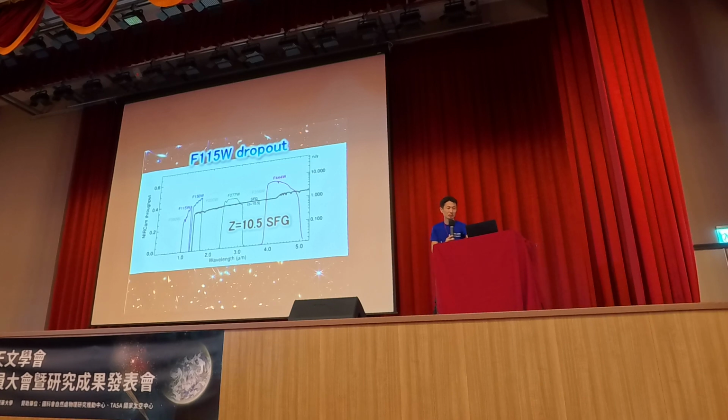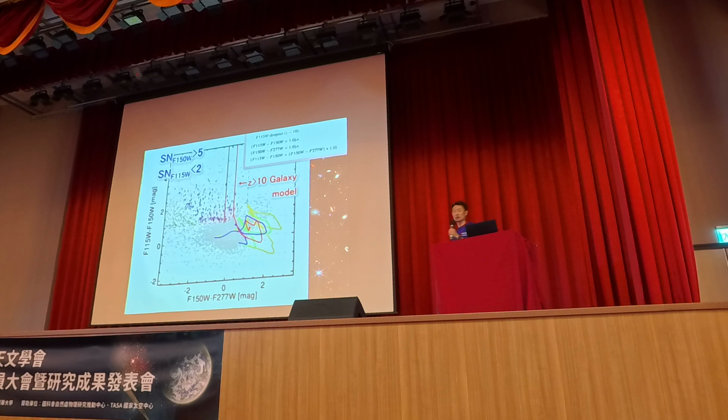To be more specific, Seong Jin is doing this. He required objects to have more than 5 sigma detection at 1.5 micron, and basically not be detected at 1.1 micron because of the redshift. Those are the galaxies. In this color diagram, those galaxies come here. So the blue ones are good candidates.